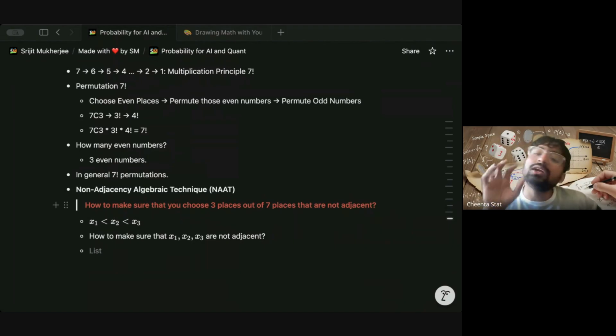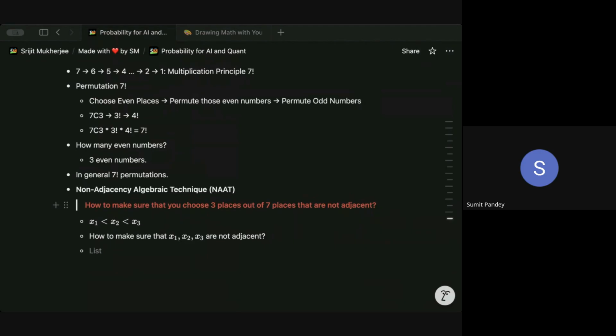The question is what minute algebraic change can you make to x1, x2, x3 such that these are never consecutive? Because if you choose x1 and x2, there may be a chance that they are consecutive. So what to do to x1, x2, x3 algebraically so that they are never consecutive? That's the question. Do you see the thought process?